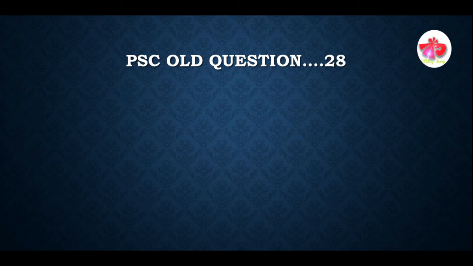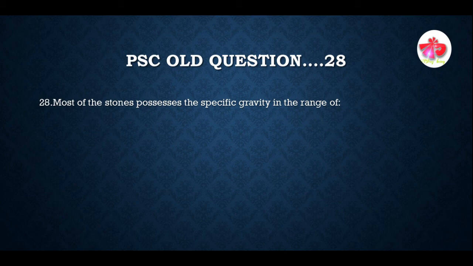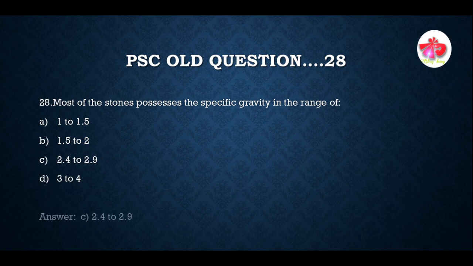Now let us move to question number 28. Most of the stone possesses the specific gravity in the range of what? Option A is 1 to 1.5, option B is 1.5 to 2, option C is 2.4 to 2.9, and option D is 3 to 4. So friends, most of the stone possesses the specific gravity in the range of 2.4 to 2.9. So option C will be our correct answer.